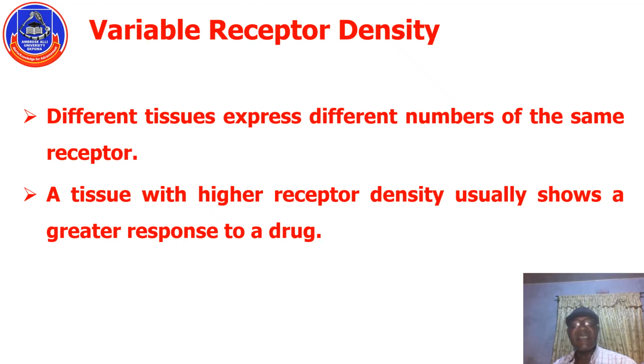Variable receptor density. We mentioned earlier, of course, different tissues express different number of the same receptor. A tissue with high receptor density usually shows a greater response to a drug. So we are saying the same thing in different ways. This has automatically been explained earlier.